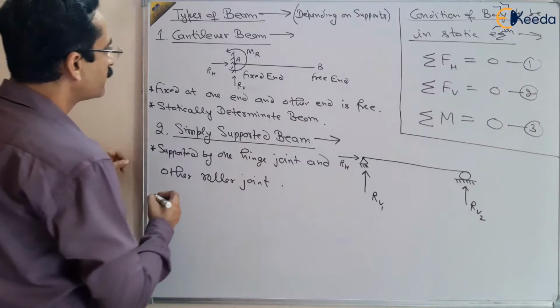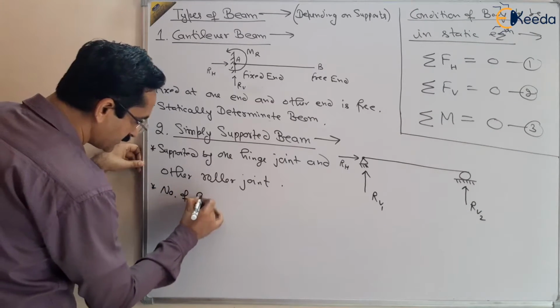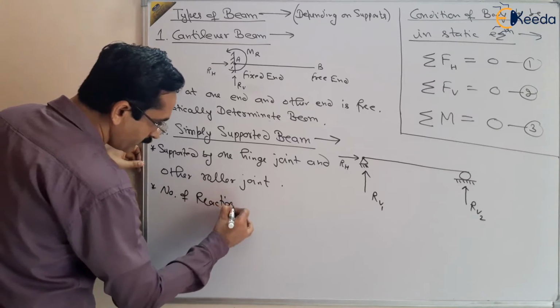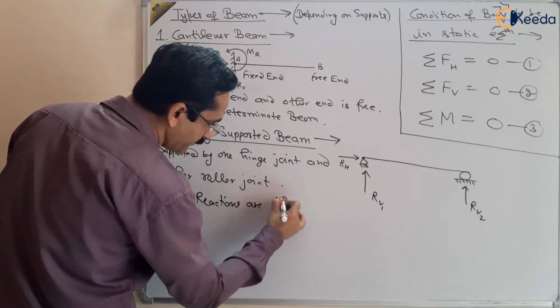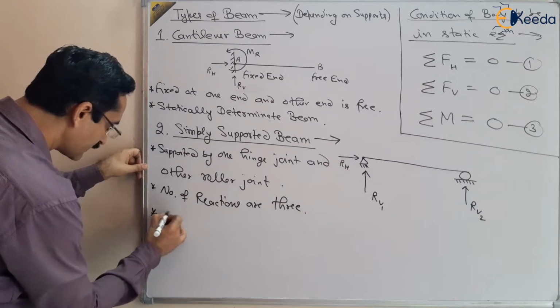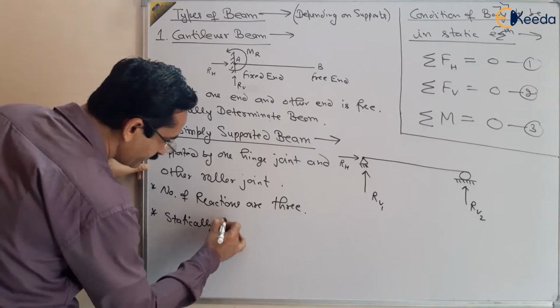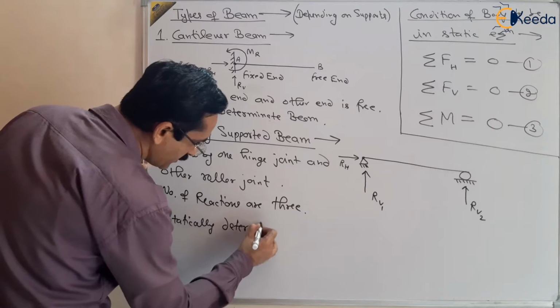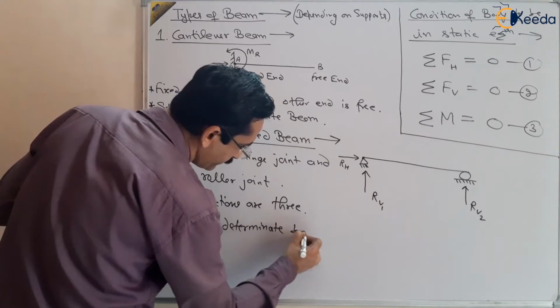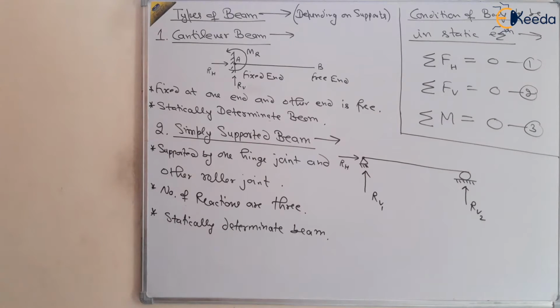So the number of unknowns, the number of reactions, is 3. You can hear there are 3 reactions. So this is a statically determinate beam, right? So 2 types of beams we have read.